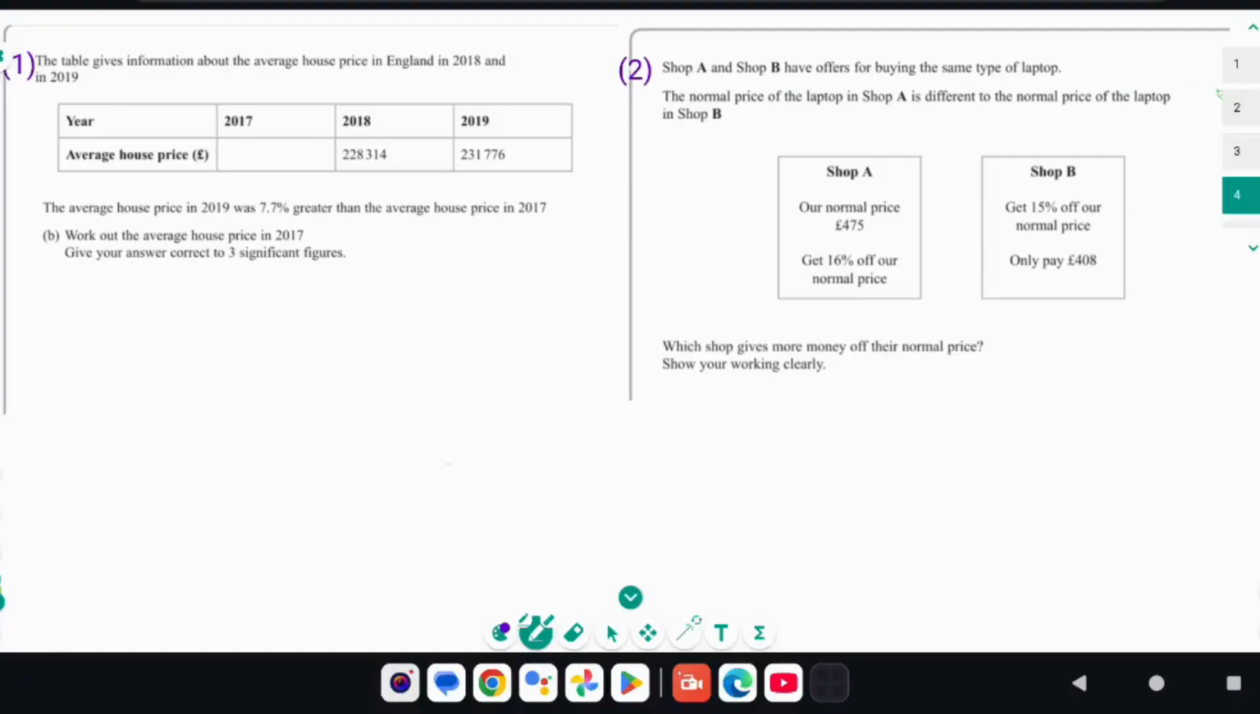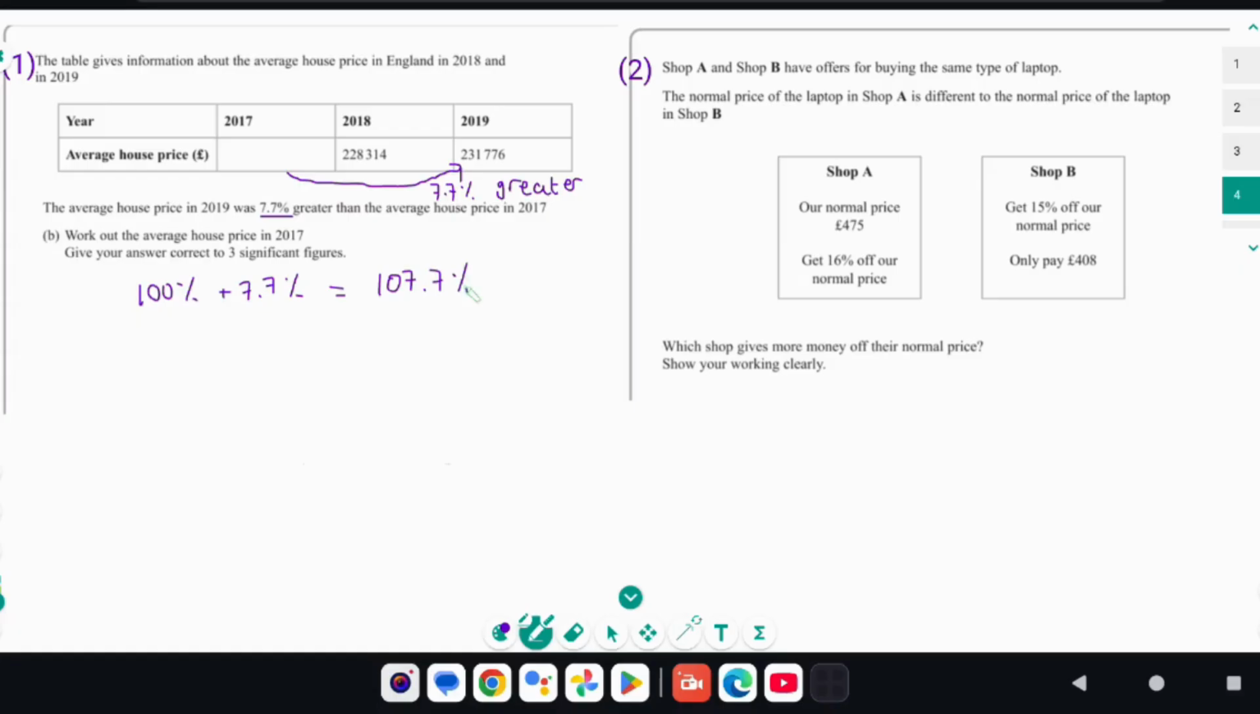Okay, I've got 2 more slightly wordier questions on reverse percentages. Just have a look, see how you get on with these 2. So we've got the table gives information about the average house price in England in 2018 and 2019. The average price in 2019 was 7.7% greater than 2017. Work out the average house price in 2017. Well, it's been increased by 7.7%. So the original amount was 100%.